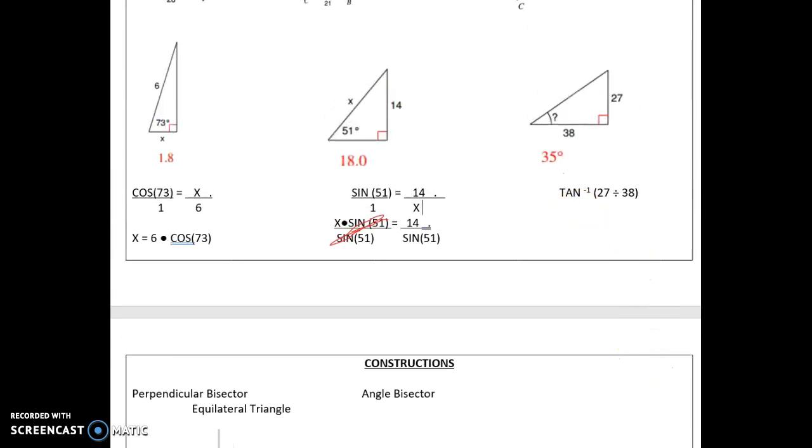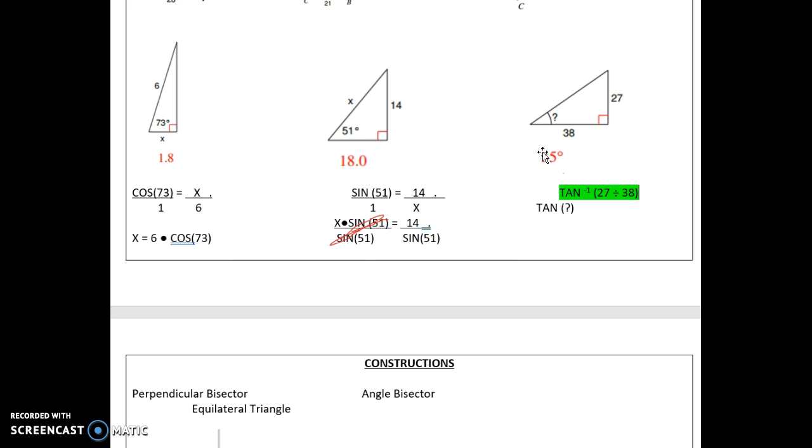But what we have is the tangent, but we don't know the angle measure. And when we don't know the angle measure, that's when you need to plug into your calculator what we call the inverse button. So you hit inverse tangent, you divide 27 divided by 38, and you get 35 degrees.